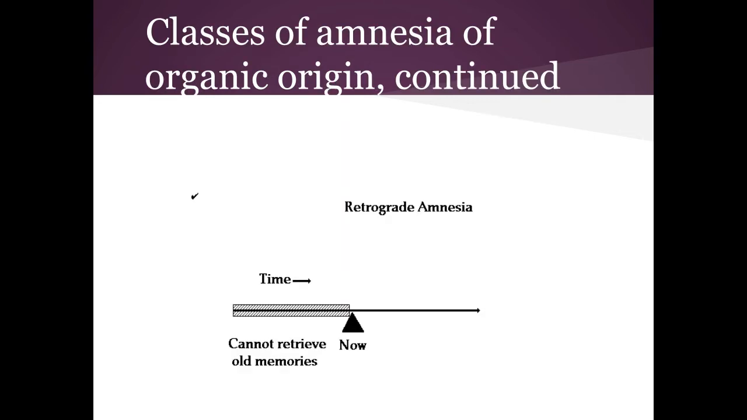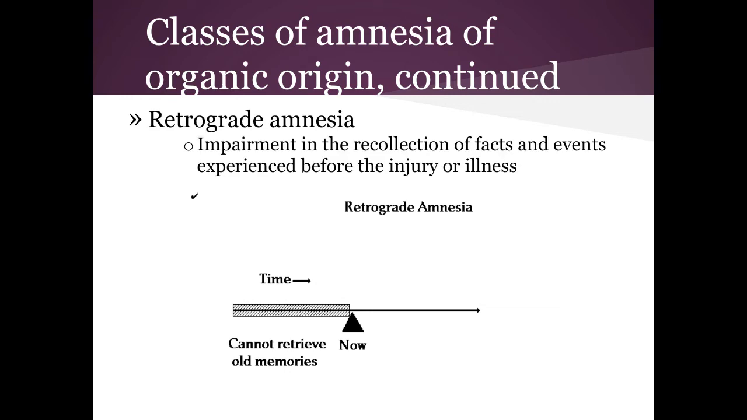Now I want to talk more about retrograde amnesia. We've discussed this before in this class. Retrograde amnesia is where we see impairments in recalling previous information before injury or illness. So I like these images. It was on the anterograde amnesia as well. Now you can see this is the time of now, and we can't remember our old memories. Anterograde is we can't remember the new memories. So just keep that in mind. Retrograde, cannot remember the old memories.